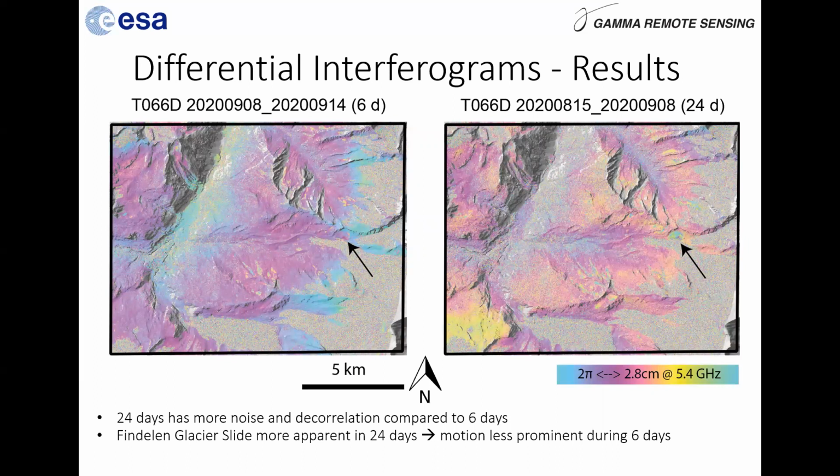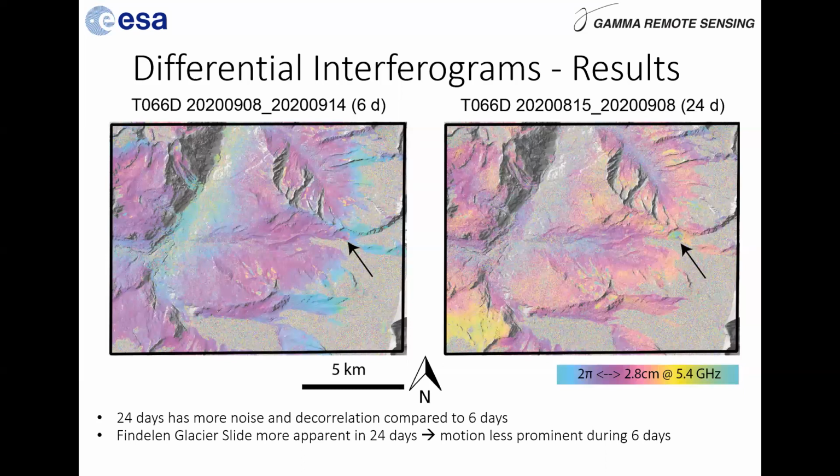Results of this first processing are shown here for descending orbit. One fringe cycle shows movement of 2.8 centimeters. Generally, images covering summer to early autumn months show better correlation compared to winter and spring images, which is due to snow cover and ice melt during these seasons.